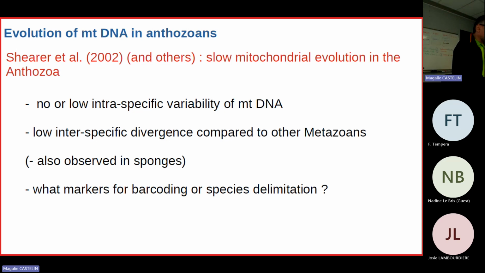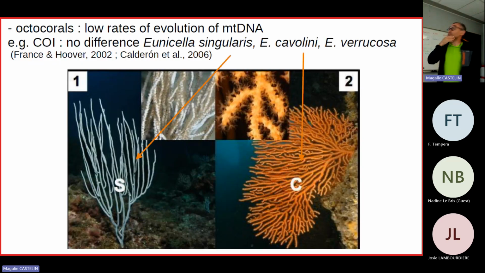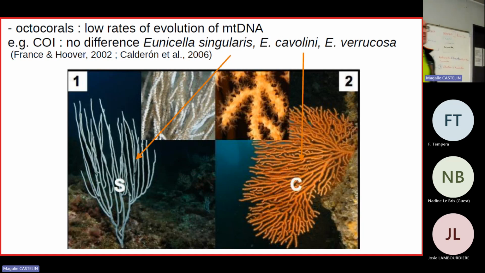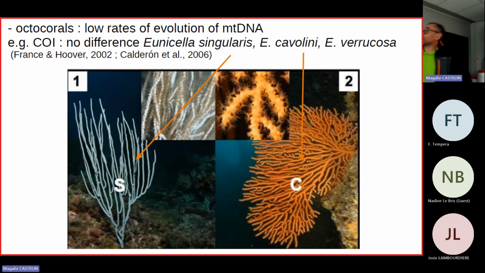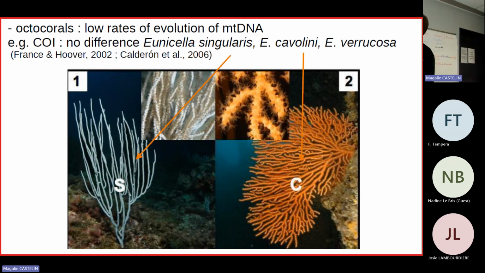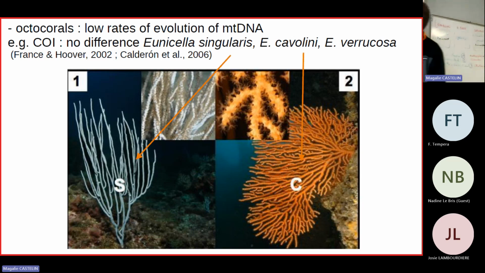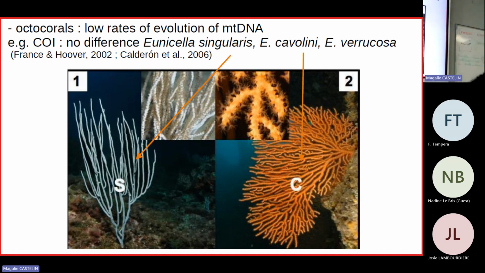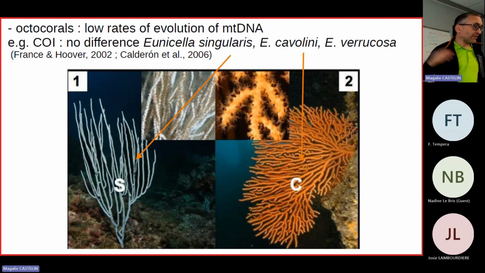So what markers can we use for barcoding or species delimitation? Just as an illustration of this, some species on which I have worked for several years: if we look at the traditional barcoding locus, which is mitochondrial CO1, we don't have any differences between these species of the same genus, which are here Eunicella singularis and Eunicella cavolini, and Eunicella verrucosa anyway, which are morphologically well separated, but there is strictly no difference for the 600 base pairs of CO1 we usually analyze.